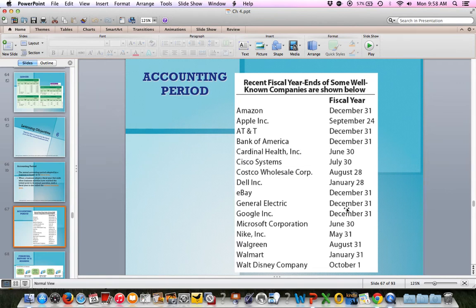So here are some examples of companies and their fiscal years. You can see there's a big range of different fiscal years for different companies. It's really up to them how they want to do it. It's just my experience that every company I worked for that was for-profit went with the calendar year.